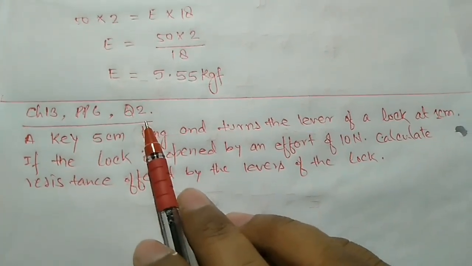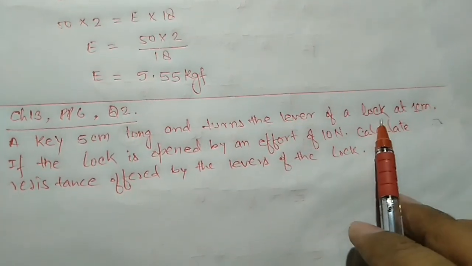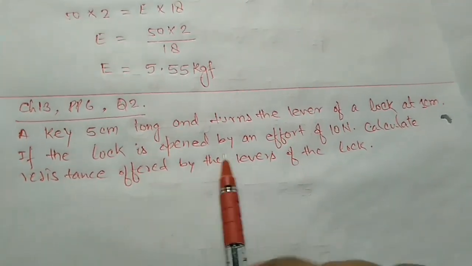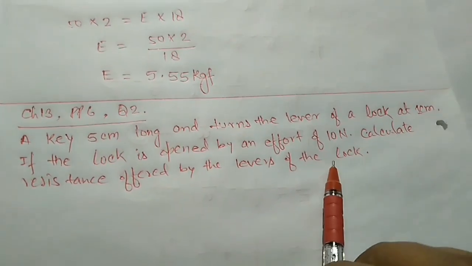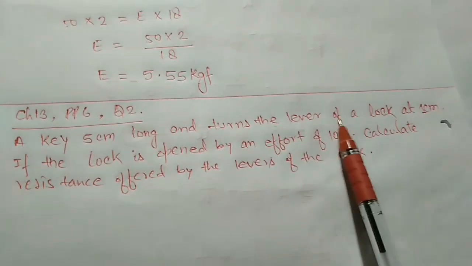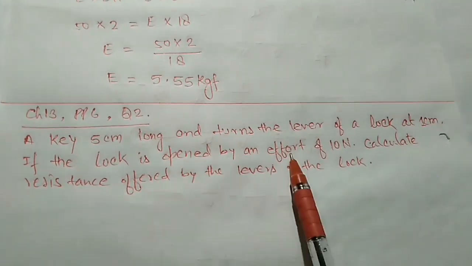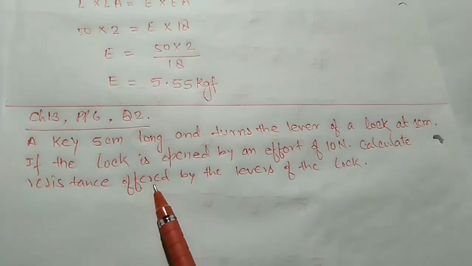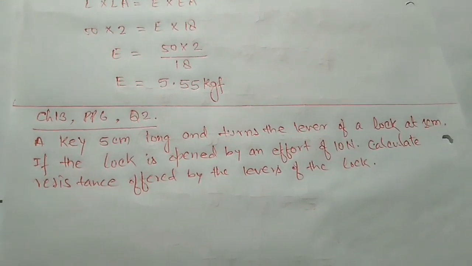Same practice problem, same chapter, and question number 2. A key 5 centimeter long turns the lever of a lock at 1 centimeter. If the lock is opened by an effort of 10 Newton, calculate the resistance offered by the levers of the lock. It means the key is 5 centimeter long and the lever inside the lock is at 1 centimeter distance. The effort to open that lock is 10 Newton, and asking for the resistance offered means asking for the load in the lock.